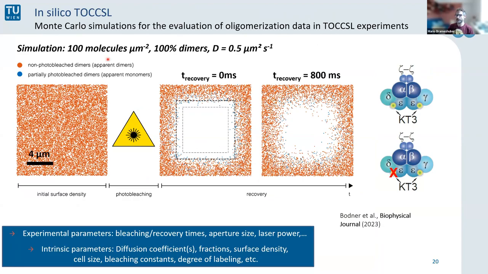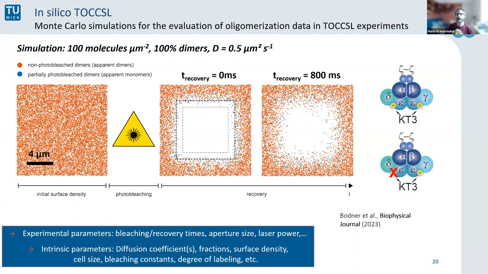So we tried to simulate something like you've seen before for the T cell receptor. We simulated a certain density of molecules, in this case 100 molecules per square micrometer, and assumed 100% dimer. So in the view from before, you can say this would be labeling of the epsilon subunit. So every molecule carries 2 dye molecules, and every red dot here corresponds to a T cell receptor carrying 2 dye molecules. When we simulate the photobleaching and take a snapshot directly after it, with a recovery time of 0, you can maybe already see from this image the appearance of blue dots.